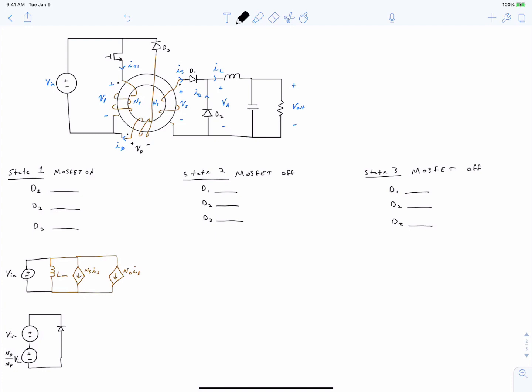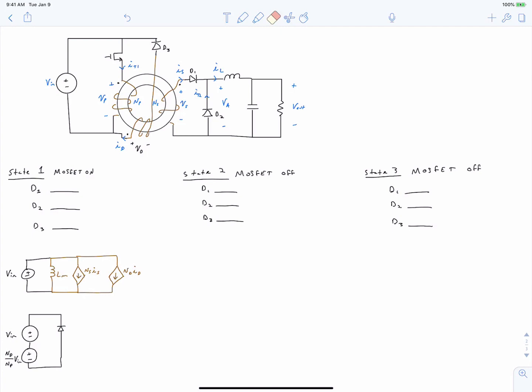So you can see that in this circuit, at this time when our MOSFET is turned on, we're going to see a voltage appear at the terminal VD, which is going to be Vp times Nd over Np. So Vd is equal to Vp times the transformer turns ratio, which is Nd over Np, and Vp is equal to Vin. So we end up getting this voltage source right here, which appears in series with our input voltage source and reverse biases our diode.